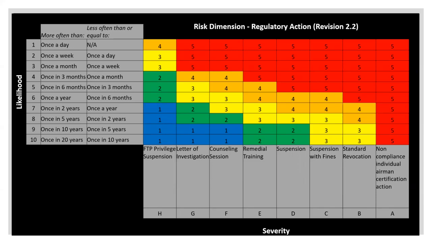Which, if you have a couple, it's devastating regardless of whether you're a private pilot or a commercial CFI, but still very devastating to be in this standard revocation column. And then of course you could have complete non-compliance and have individual airman certificate action. So things to think about when you're making your decisions in each one of your flights.